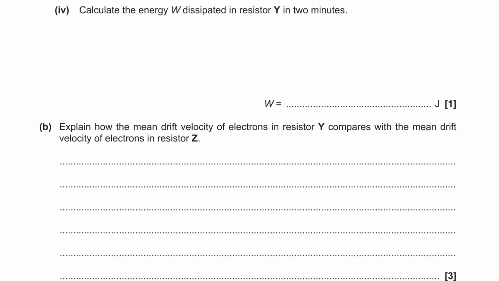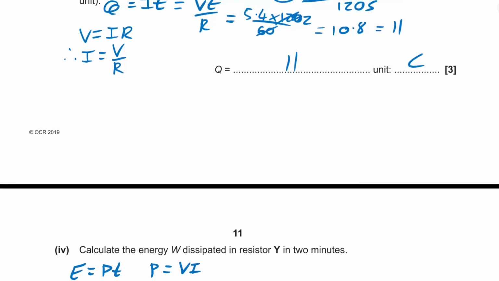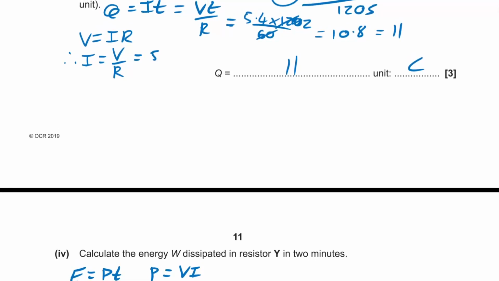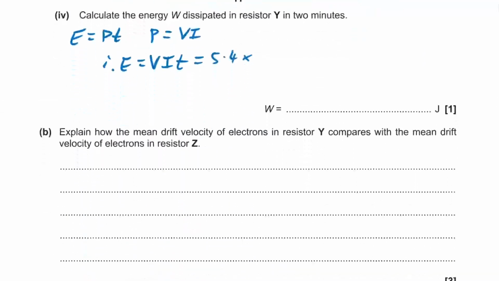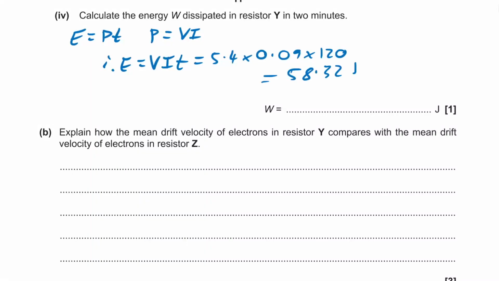Calculate the energy dissipated in resistor Y in 2 minutes. Well, there's like 3 different equations that we could use for this. We know that energy is equal to power times time. Power, of course, is equal to VI, so therefore energy is equal to VIT. We could also do I squared R, and then times that by the time, doesn't really matter. So that's just 5.4 times our current. I knew I should have got the current. Current is just going to be 5.4 divided by 60. It gives us 0.09 amps. There we go, we have our current. Times that by 2 minutes again, and it gives us 58.32 joules.